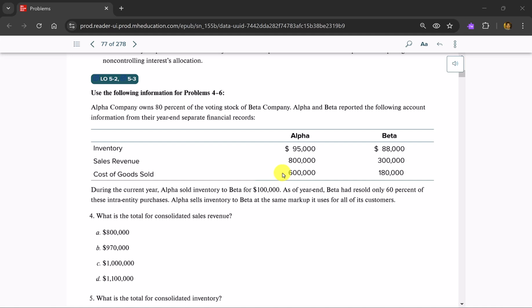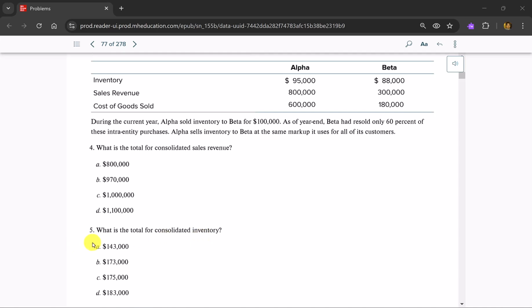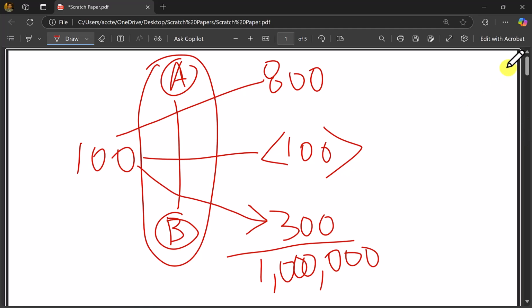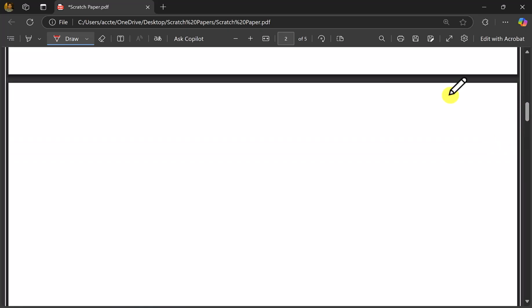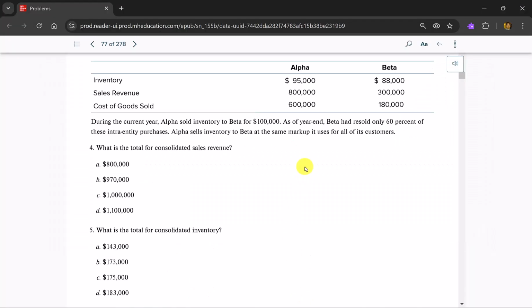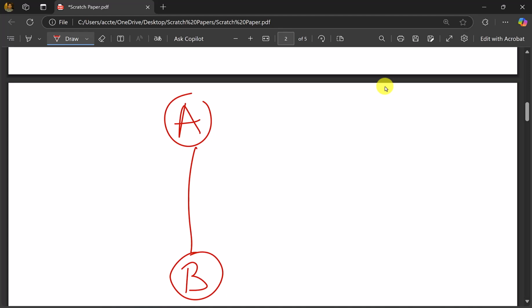Let's take a look at problem number 5. Here asking for the consolidated inventory. So let me illustrate this out on another blank screen. And again, here is Alpha owning Beta and the inventory for Alpha, 95, and Beta is 88.